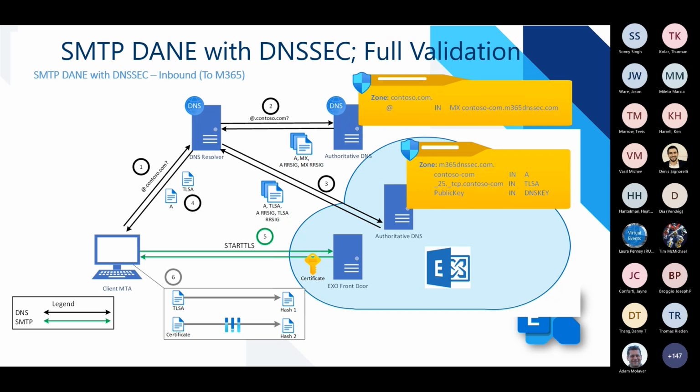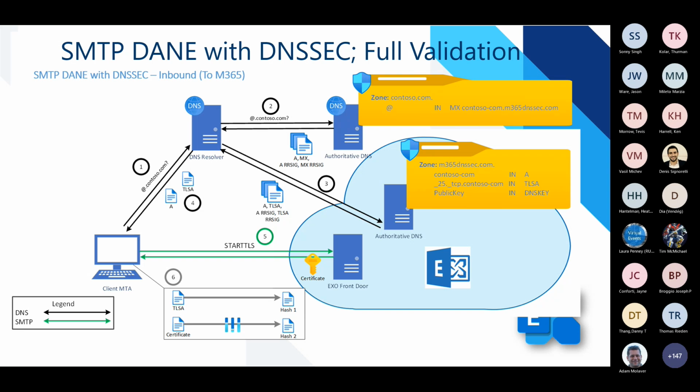There's a query for @contoso.com. The DNS resolver is going to find the contoso.com name server and get the MX record. It's going to do, like I said, all of the DNSSEC validations underneath the covers, as this is a DNSSEC enabled query. And then it's going to find that MX record and get referred to the m365dnssec.com zone in step 3.